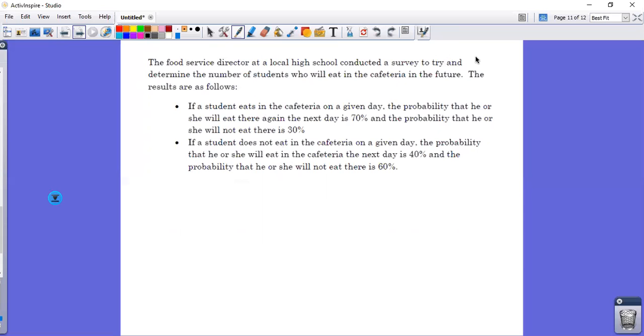Okay, food services, local high school, determine whether students eat in the cafeteria in the future. The following result. So if a student eats in the cafeteria, I think this is just a 2x2. So that's going to be cafeteria or not cafeteria. If a student eats in the cafeteria, the probability he will eat there again is 70%.